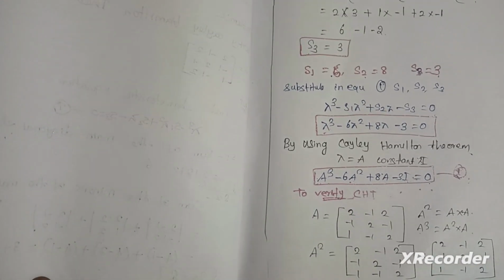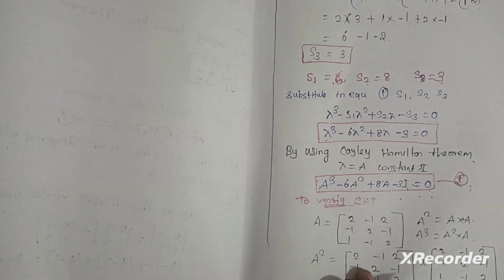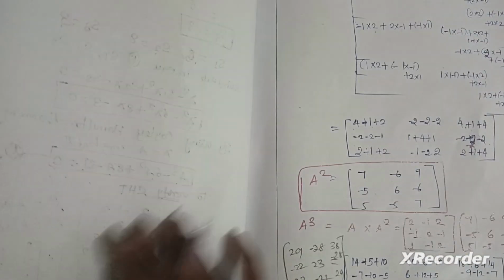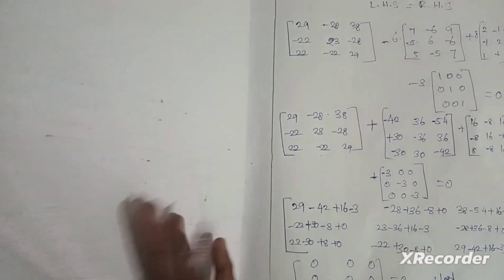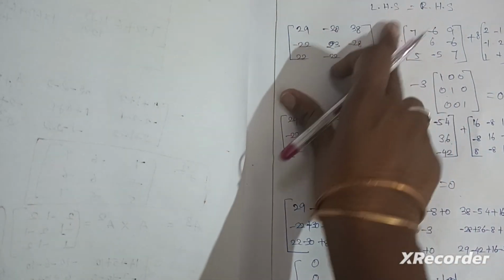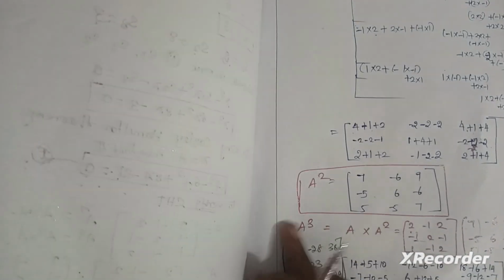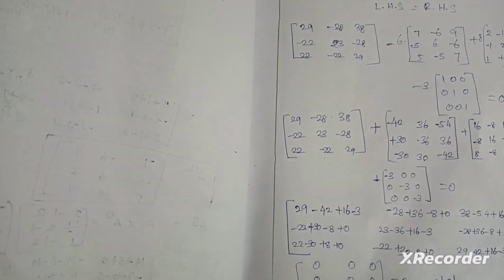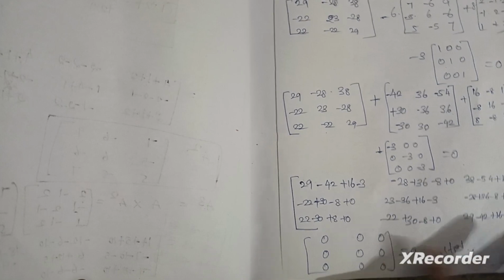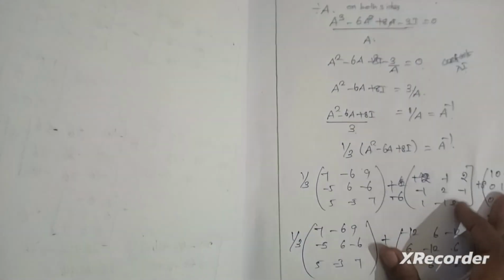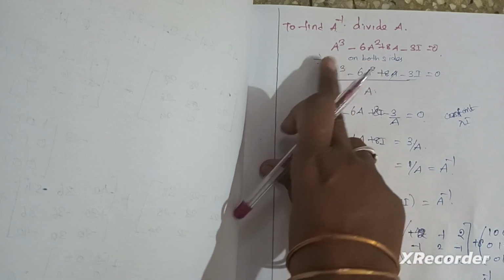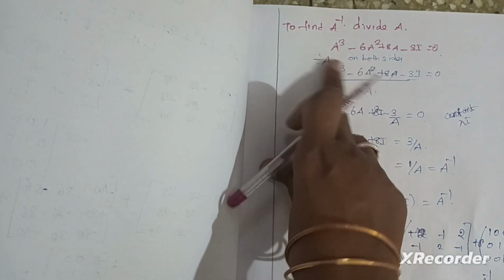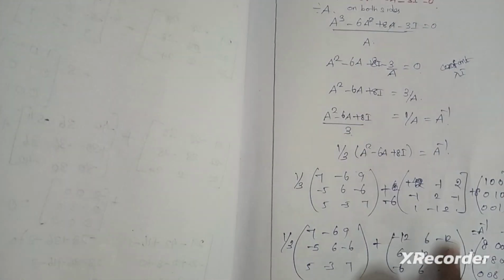In the next video I will teach how to use the calculator for the matrix A into A square. Next we get the A squared value. Next A cube: A into A squared gives A cube. So A cube equals 0. We substitute all the values and we get 0, so verified. Next we have to find A inverse. A inverse means using the rules, multiply both sides by A inverse. So we get the A inverse answer.